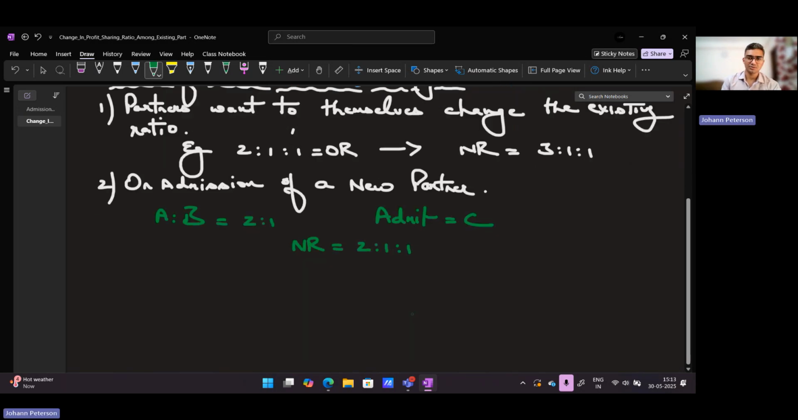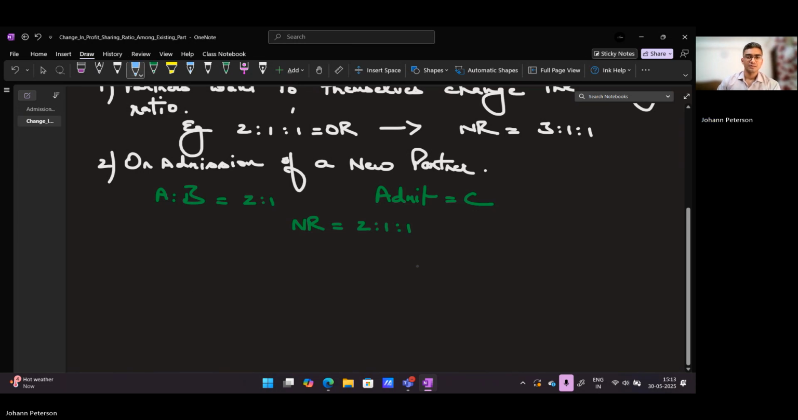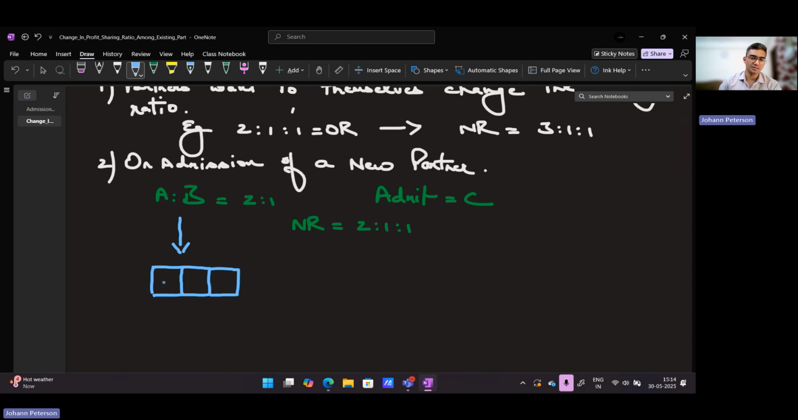So, what is basically happening? Let's try and understand this diagrammatically. Earlier, let's say this is the total profit which we consider. Since there are two partners and they are getting a ratio of 2 is to 1, this means A is getting two parts and B is getting one part. Now, in the second case, when C is admitted, the ratio is changed, but the amount of profit will be the same. We are assuming that these profits are the same. That's why I'm making it almost the same dimension.